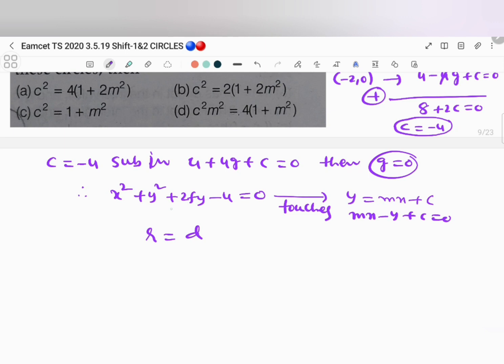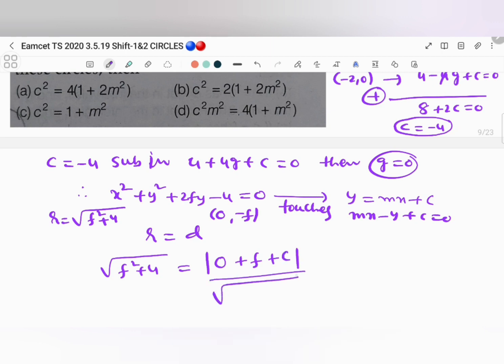So, center of this circle is what? Center of this circle is 0, comma minus f. R is equal to d. Radius is equal to root of f square plus 4, no? So, root f square plus 4 is equal to d. Perpendicular distance from 0, comma minus f to this line. In place of x 0, minus of minus f plus f, c value. C only. Why? Because this c is different, ma. By root of x coefficient whole square plus y coefficient whole square.